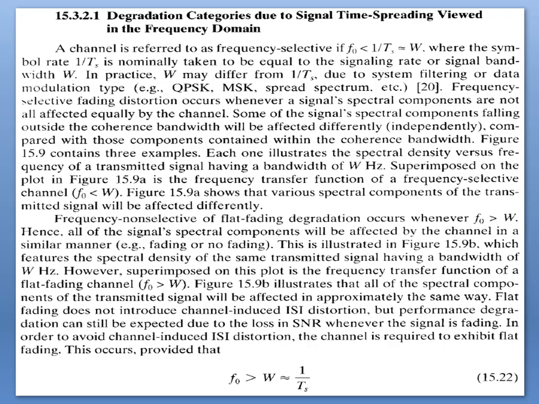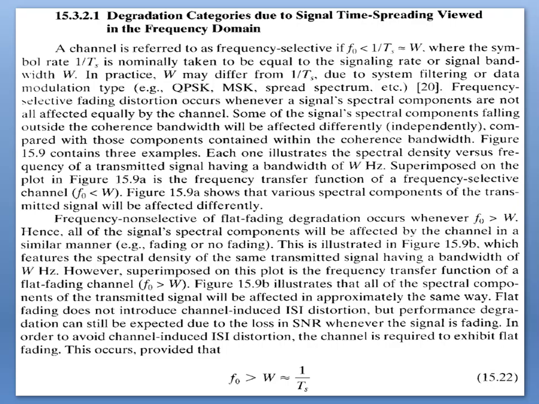Superimposed on the figures is the frequency transfer function of frequency selective channels, which shows that the spectral components of the transmitted signal are affected differently. Frequency non-selective fading degradation occurs when f0 is greater than W. That means frequency selective fading depends upon f0 being less than W, and frequency non-selective fading depends on f0 being greater than W. There is a relationship between f0 and bandwidth W.